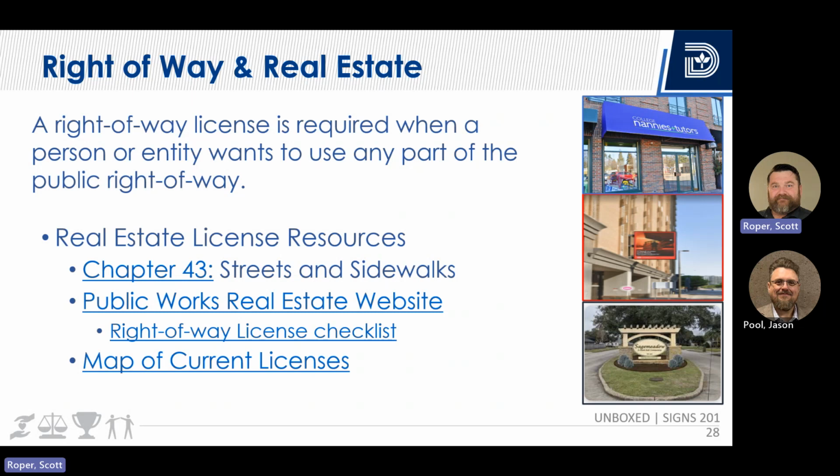Then we have a map of our current licenses. I believe GIS is working on that, where if you go to our website and go to licenses, you'll find a map of current licenses. If you click there, you see a lot of little red dots. Just click on one and it'll tell you that there's a license in that area. They are still uploading licenses as we continue to issue licenses.